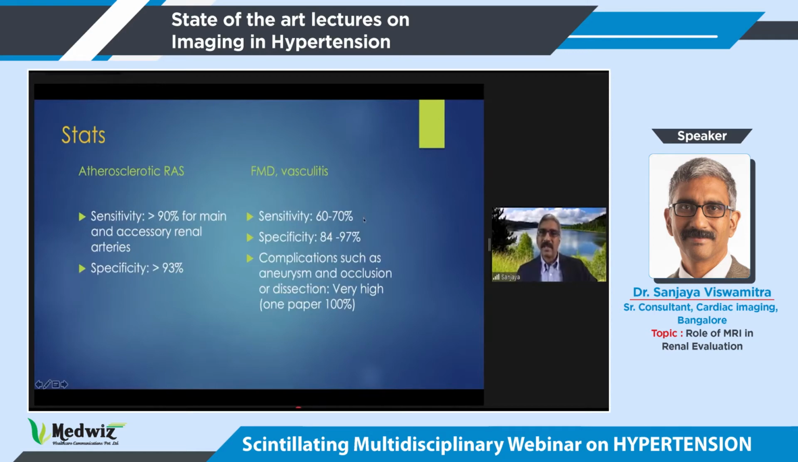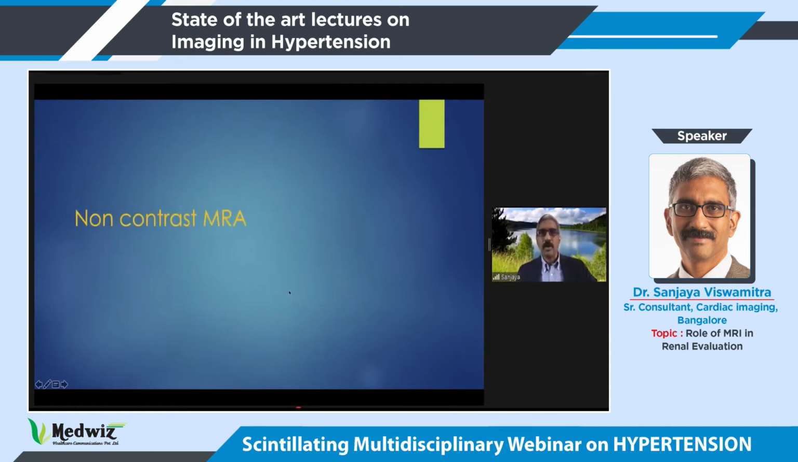With FMD and vasculitis, there's perhaps a little bit more variation depending on the literature in terms of the sensitivity and specificity. The specificity nevertheless remains very high in FMD. Sensitivity perhaps has taken a little bit of a beating. But on the other hand, the detection of complications such as the occlusion on the previous examination or the aneurysms that can be associated is extremely high, and one paper even listed it as 100%.